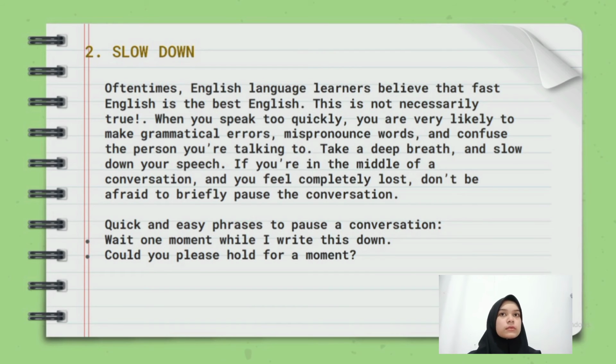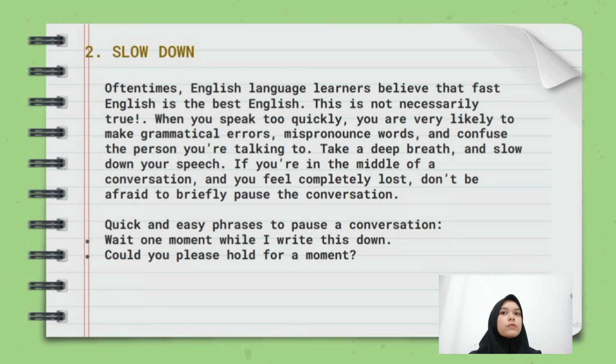Second, slow down. Oftentimes, English language learners believe that fast English is the best English. This is not necessarily true. When you speak too quickly, you are very likely to make grammatical errors, mispronounce words, and confuse the person you're talking to. Take a deep breath and slow down your speech. If you're in the middle of a conversation and you feel completely lost, don't be afraid to briefly pause the conversation.